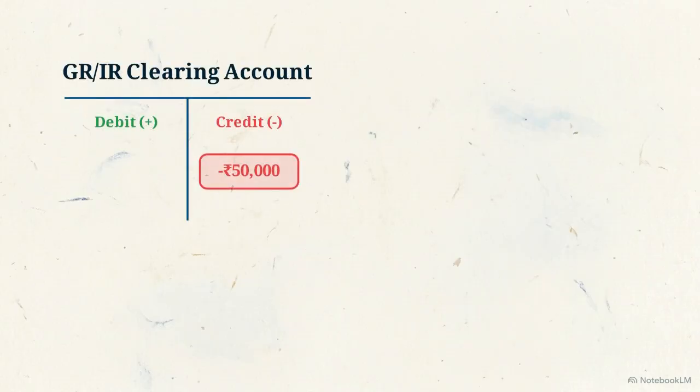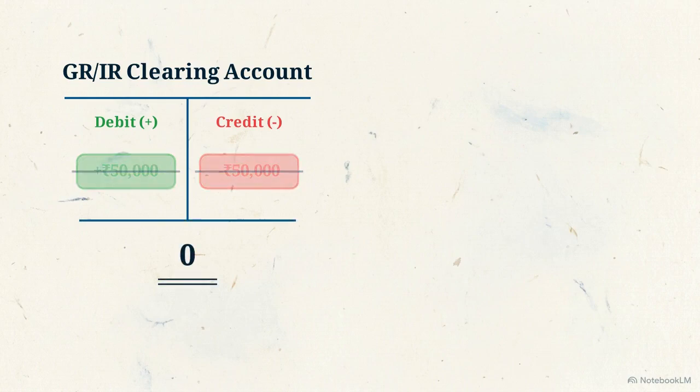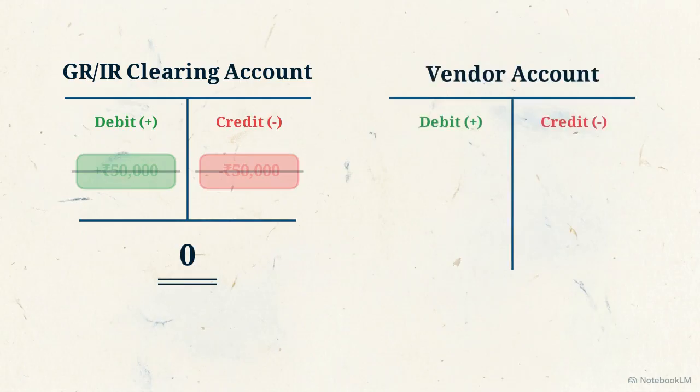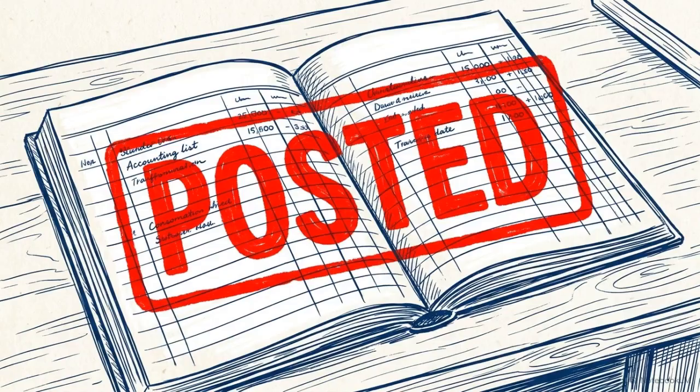This animated diagram shows the result of the invoice receipt. We post a positive 50,000 rupee debit to the GRIR account. This cancels out the previous credit, bringing that temporary balance down to zero. To balance that debit, a credit of negative 50,000 rupees is posted to the specific vendor account. We have officially cleared the temporary holding account and recognized a concrete, actionable debt owed to the supplier.